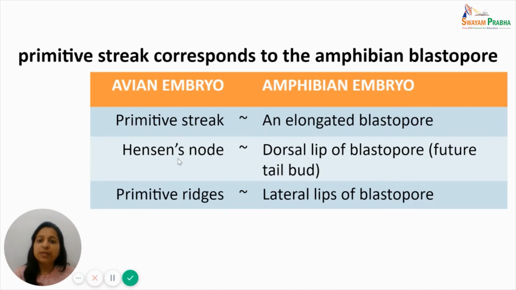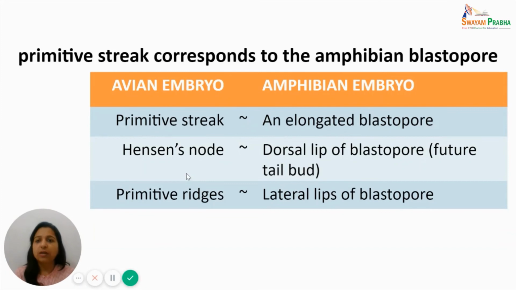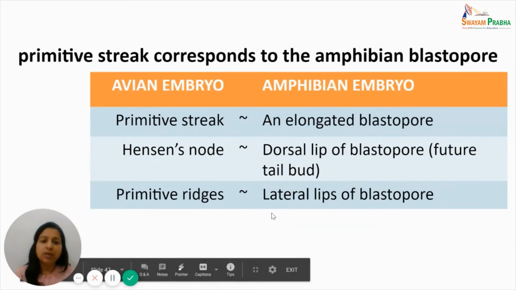So the tip of the primitive streak or the Hensen's node is considered equivalent to the dorsal lip of the blastopore, which forms the future tail bud in both the cases. The Hensen's node has got a primitive groove posterior to it, which runs all through the primitive streak, and this primitive groove is bound by primitive ridges. These primitive ridges are considered equivalent to the lateral lips of the amphibian embryo's blastopore.